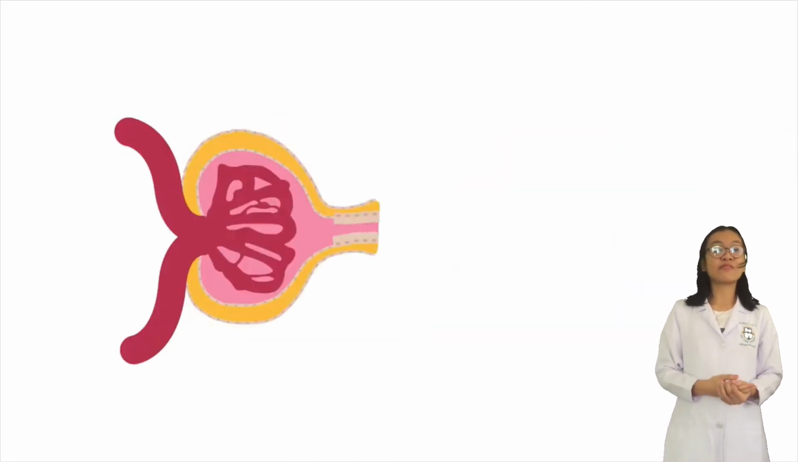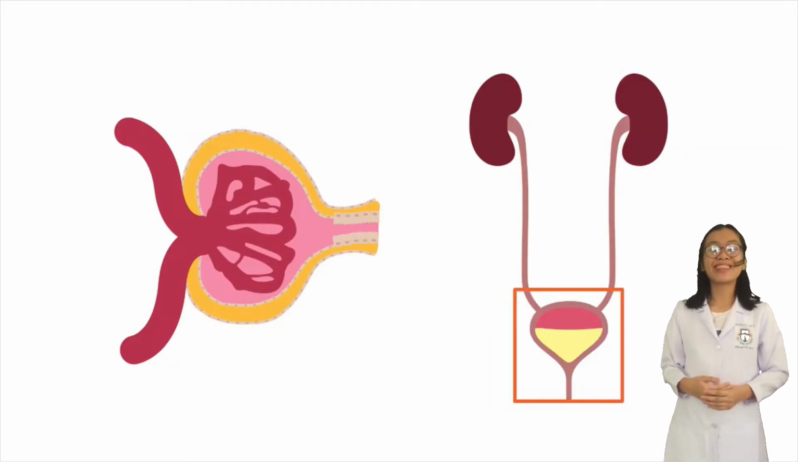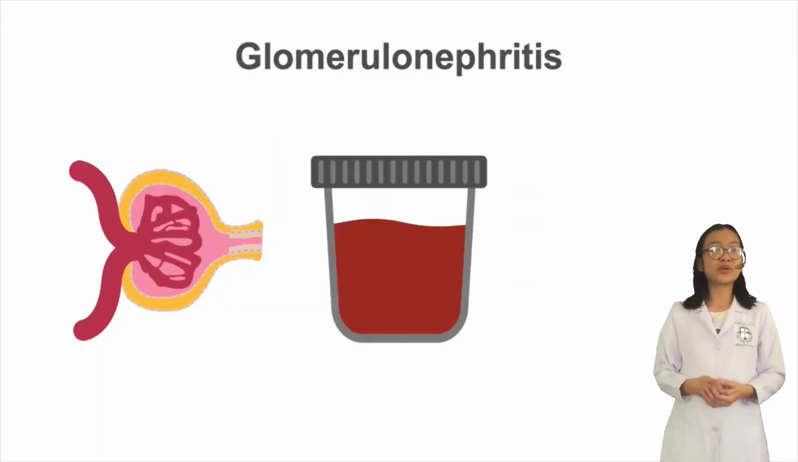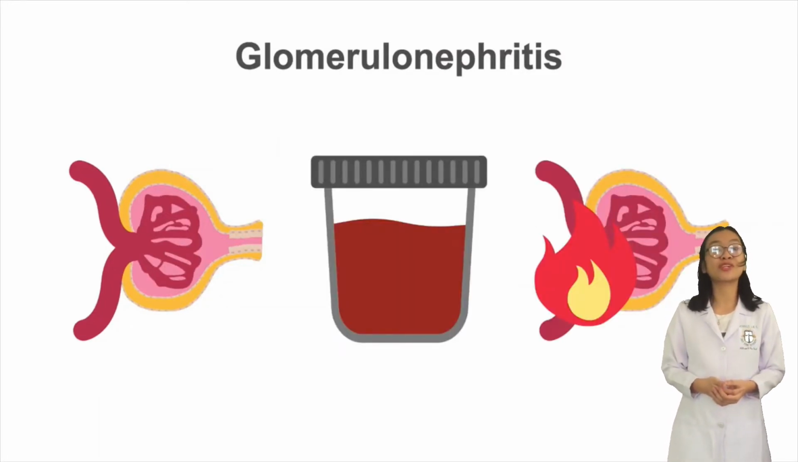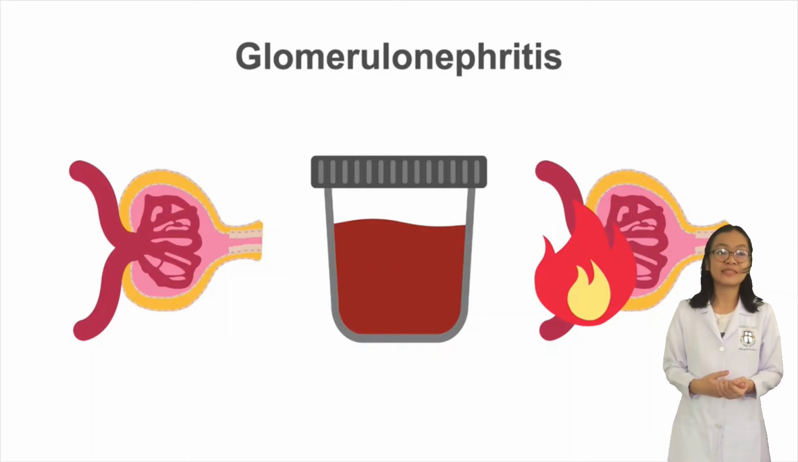The first step in evaluating unexplained hematuria is to distinguish between glomerular and non-glomerular causes, which may involve the kidney and the bladder. Glomerular causes of hematuria are mostly due to glomerulonephritis, which is the inflammation and damage of the glomeruli. Glomerulonephritis is further subdivided into proliferative and non-proliferative glomerulonephritis.